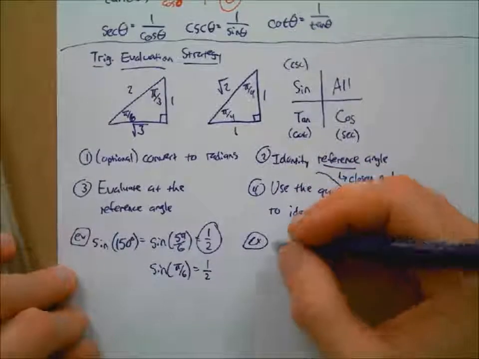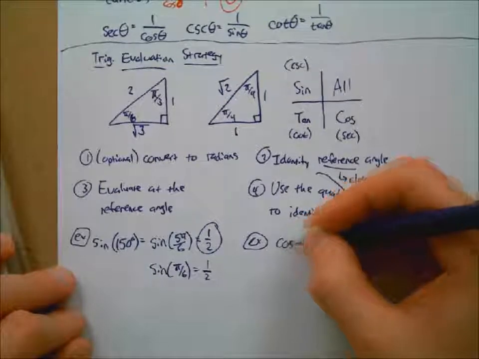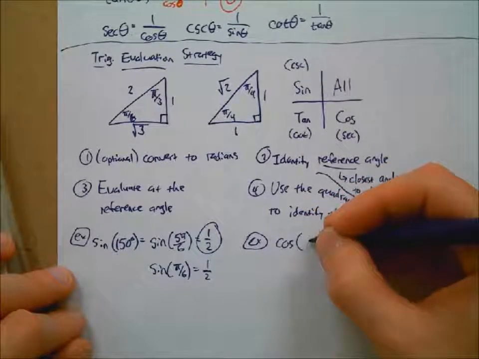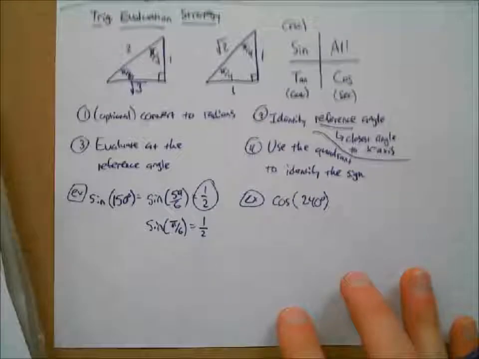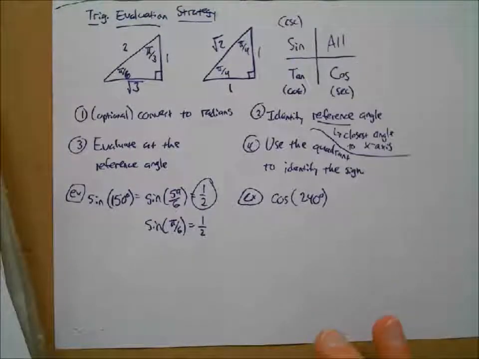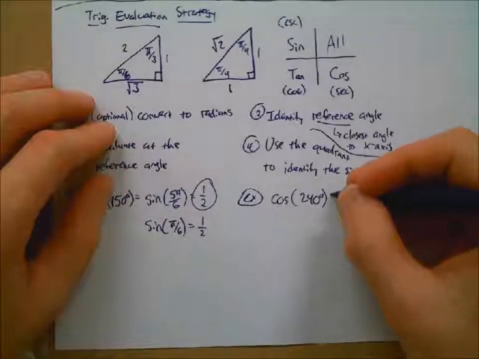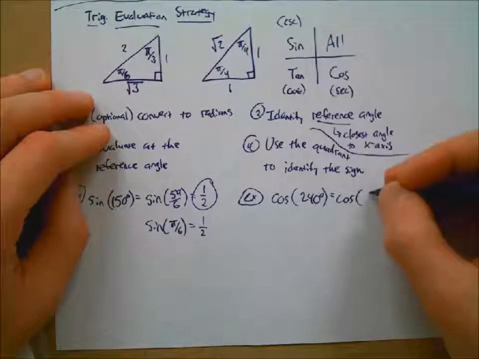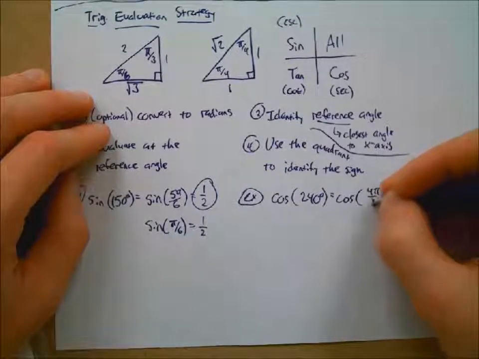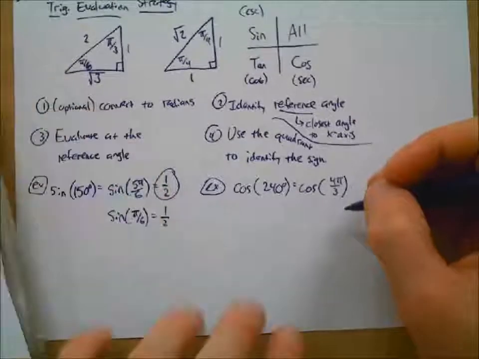Let's do cosine of 240 degrees. It won't be on tomorrow's quiz, but it is something we should be able to do anyway. Cosine 240 is negative 1/2. Well, let's see here. What's this in radians first of all? 4 pi over 3. That's correct. So therefore, what's the reference angle here? Pi over 3.